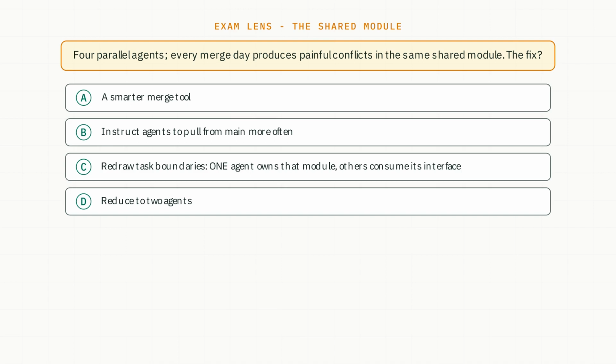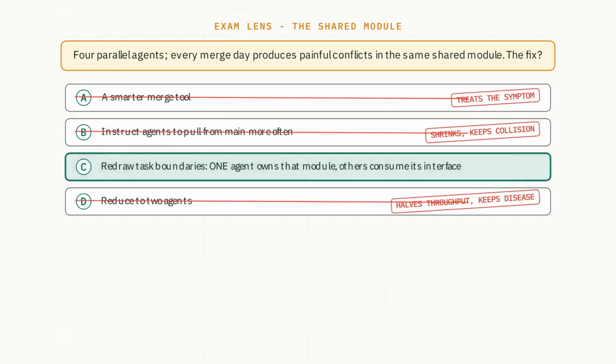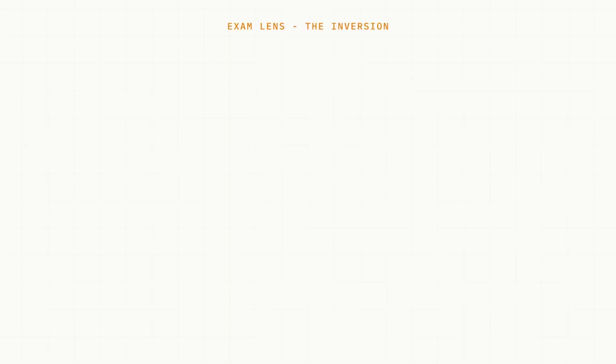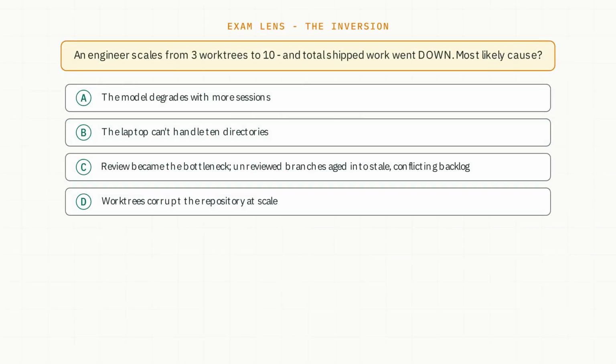The merge tool treats the symptom. Frequent pulls shrink the conflict but keep the collision. Halving the agents halves the throughput and keeps the disease. Redrawing ownership eliminates the conflict by construction. Same file collisions are decomposition failures, always. Boundaries first, tooling second.